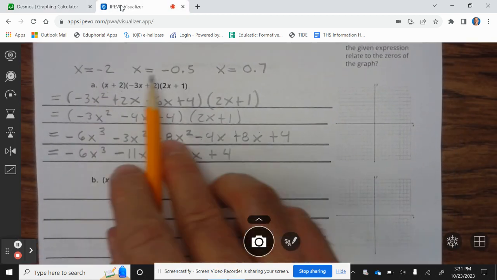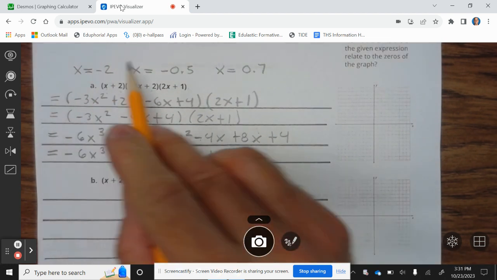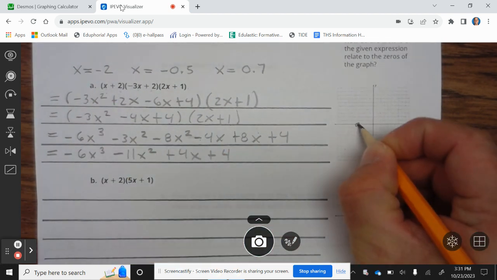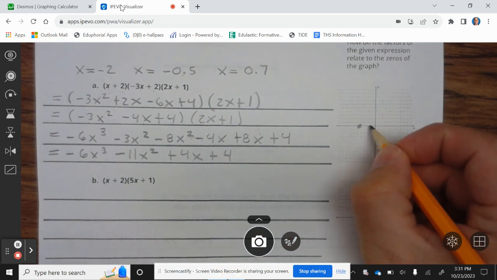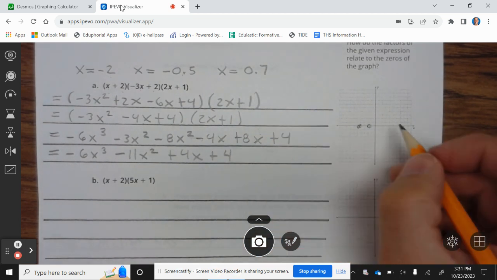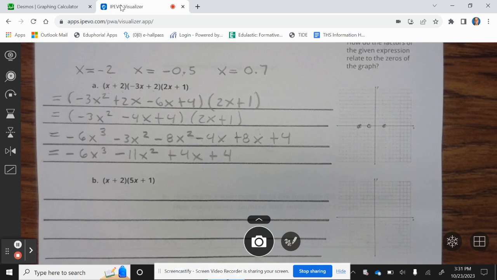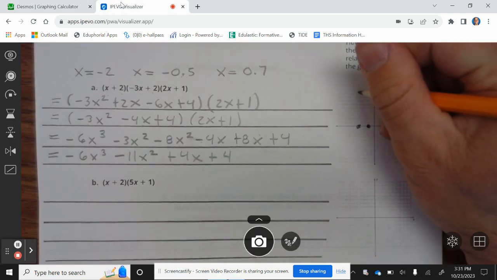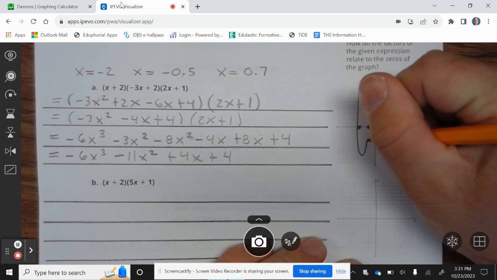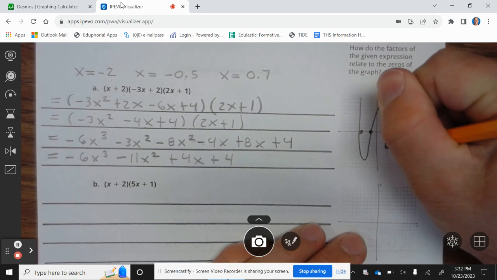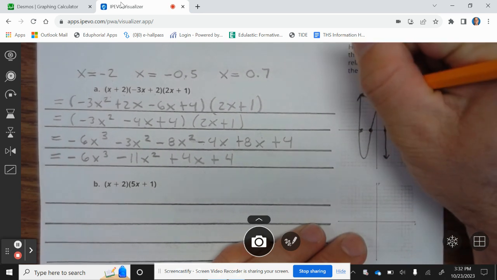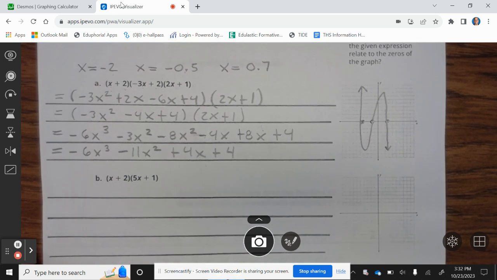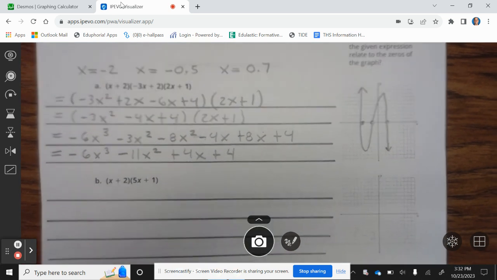All right, so let's use our zeros to sketch a graph. Negative 2, let's just put it here. We're just sketching. Negative 0.5, let's put right here. And 0.7, let's put here. Okay, let's go back to our graph. We can see it's coming down, back up, and back down. So, there is a sketch of your graph.